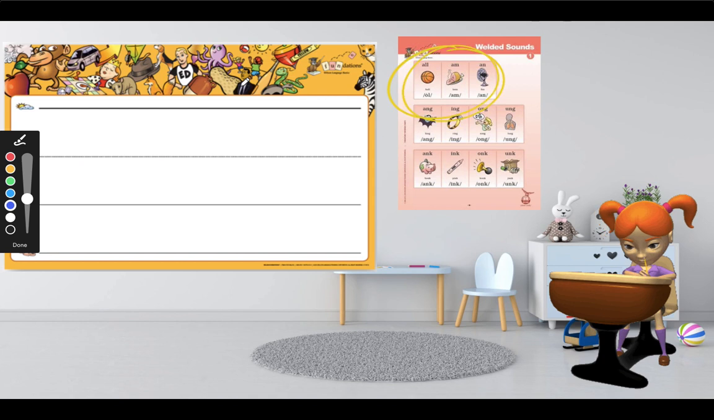All right, one more word. The next word that we are going to spell is ham. Ham. Tap it out with me. Ham. Hit pause when I spell the word ham and hit play when you're ready to see my answer.